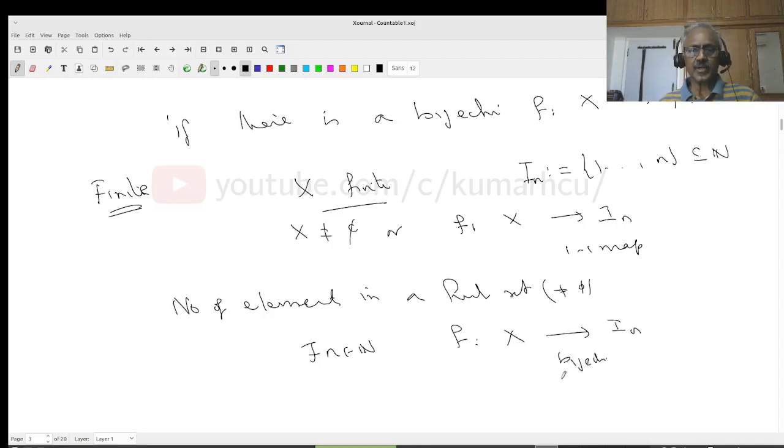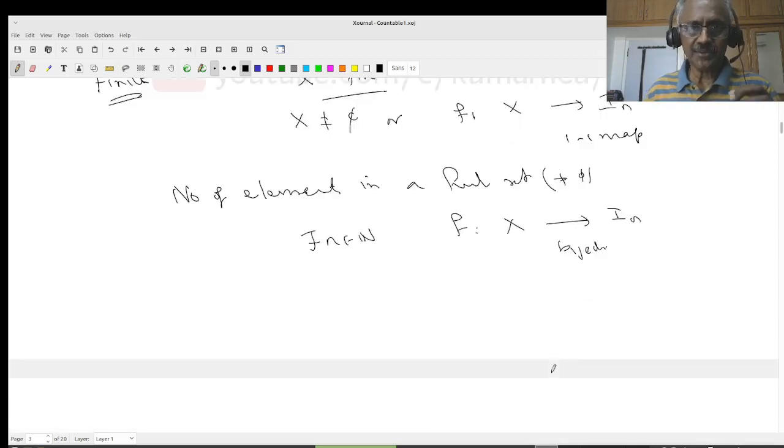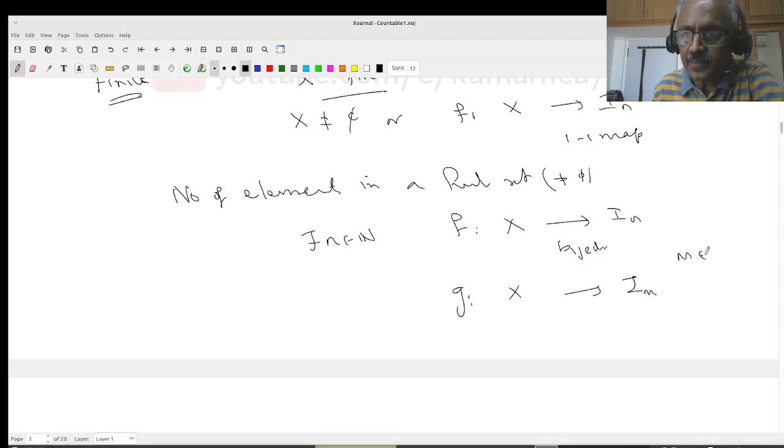Then what would I like to say? I would like to say n is the number of elements in the set. But being a mathematician, you should know, one has to ask a question. Maybe there is another bijection which goes to I_m, where m is also an element of the natural numbers. This is n, this is m.